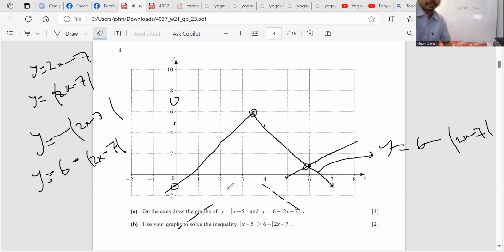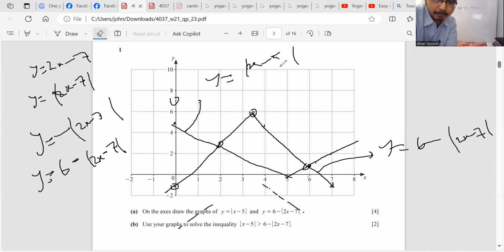And here we know that for modulus x minus 5, if I put x equal to 0, the value will be 5, like minus 5 modulus, it will be 5 over here. It will also pass through this point. When x equal to 2, the value will be 3: 2 minus 5 is minus 3, modulus 3. So this is the graph. This part is the graph of 6 minus modulus 2x minus 7. This is the graph of y is equal to modulus x minus 5. The critical part was this one. The other one is easy. We have done this before.